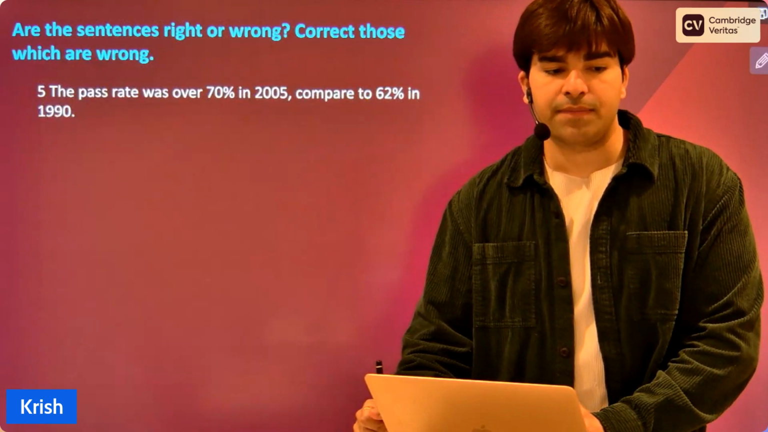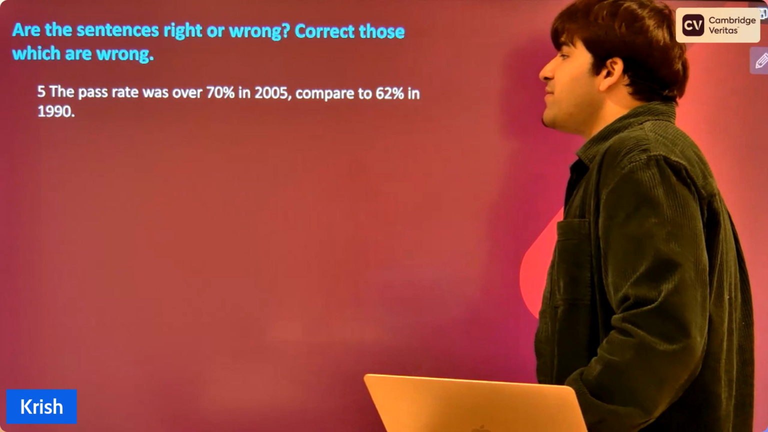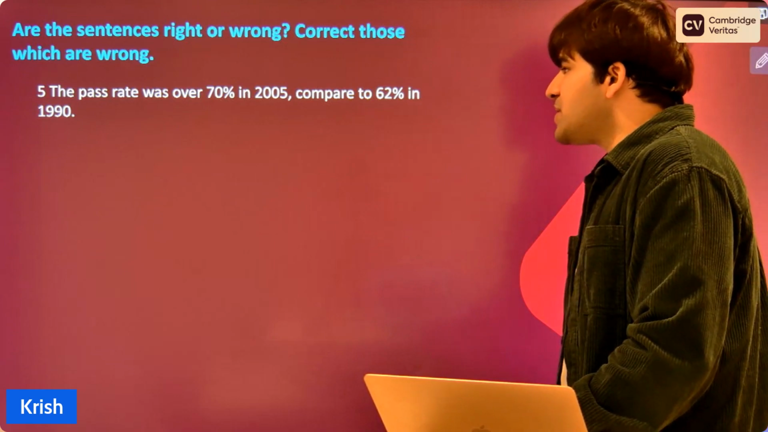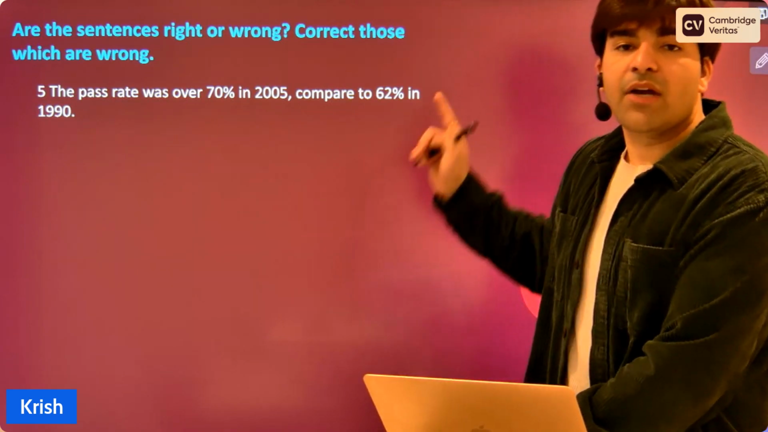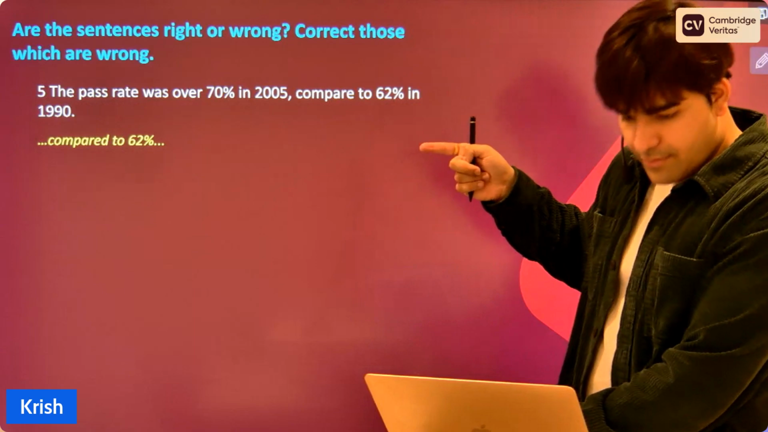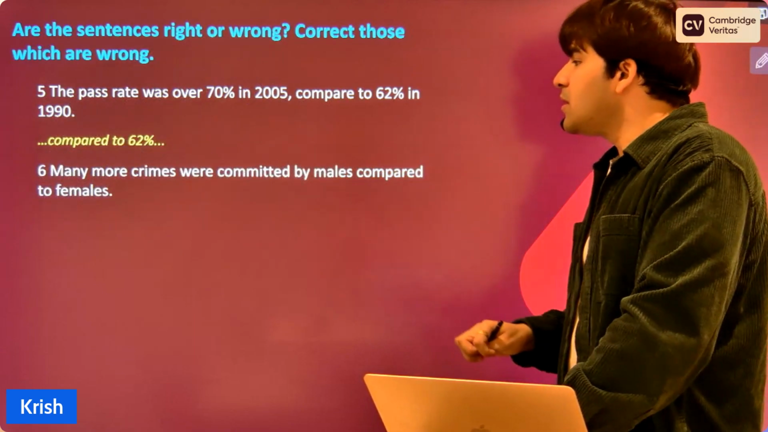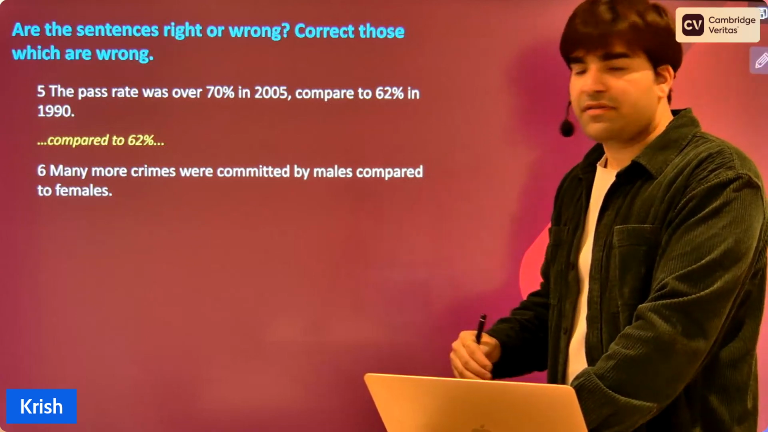Number 5. The pass rate was over 70% in 2005, compare to 62% in 1990. The correct answer is compared to. Okay. Number 6. Many more crimes were committed by males compared to females.